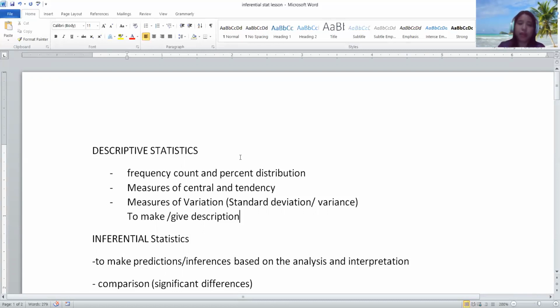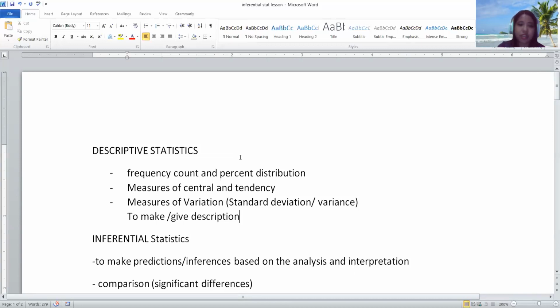And also, we can use measures of variation just in case that we have equal values of measures of central tendency and we want to know which of the data is more spread or less spread. So measures of variation is a measure of the spread. So we can identify whether the data is less spread or more spread, or less varied or more varied. And the standard measures of variation are the standard deviation or the variance.